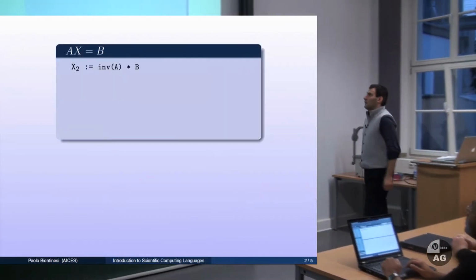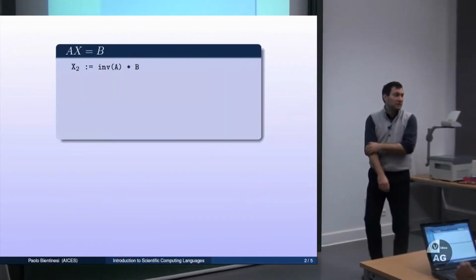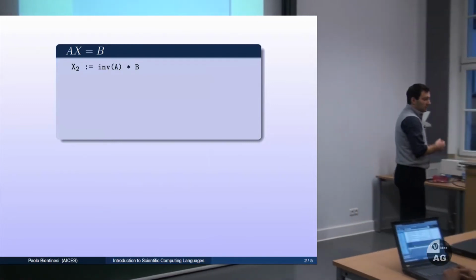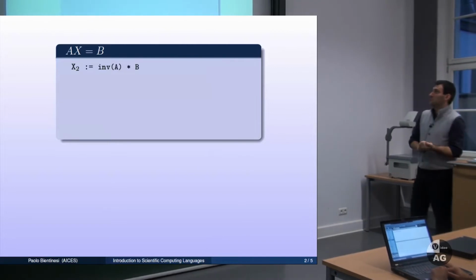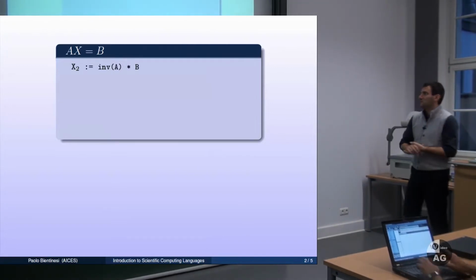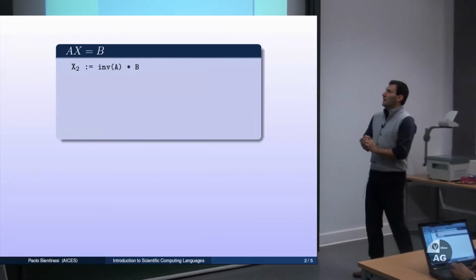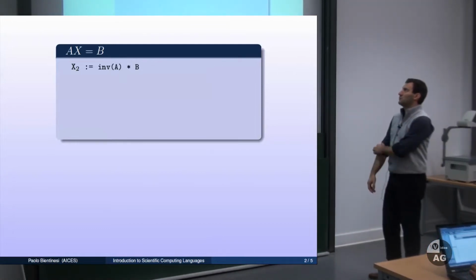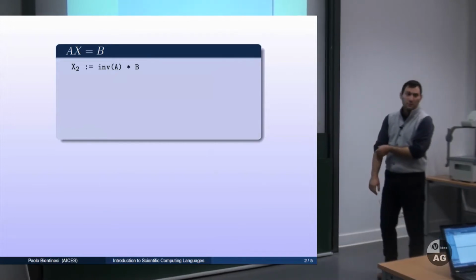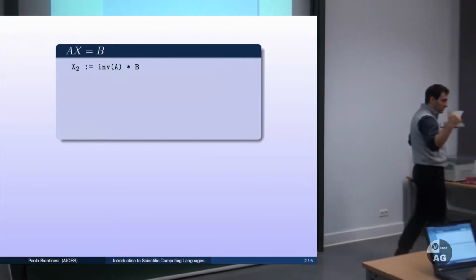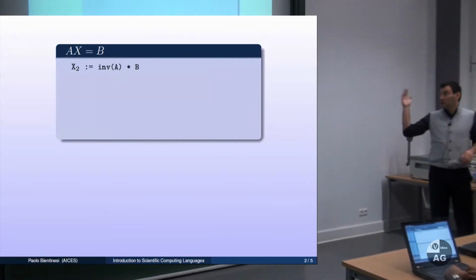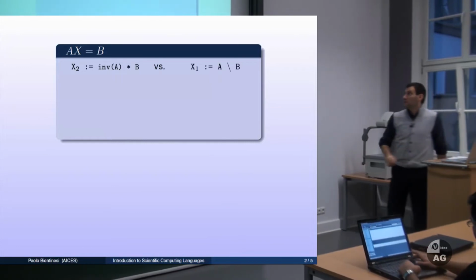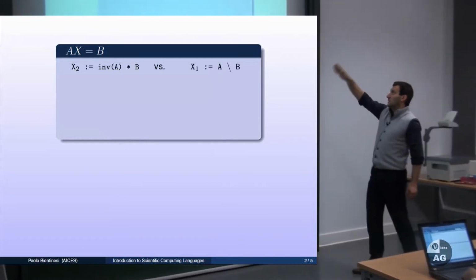Okay, we have not talked about linear systems yet, but if you use Matlab, most likely you want to solve linear systems. So X is what we want to compute. A and B are our input matrices. And this is the dumb way of solving a linear system. This is what you don't want to do, but in MATLAB you can do it. What is the right way? It's to use the slash or backslash.